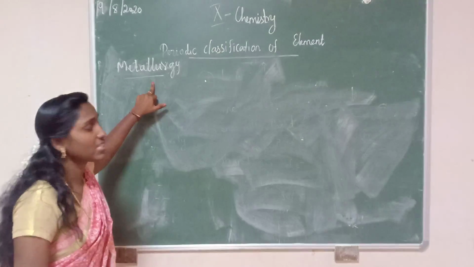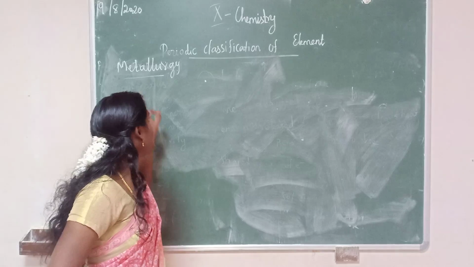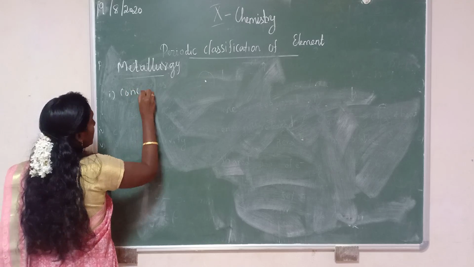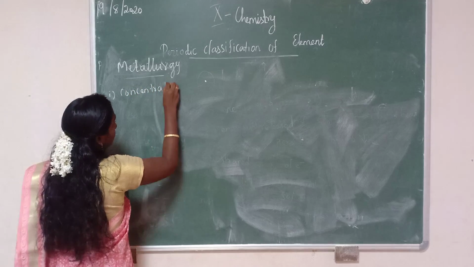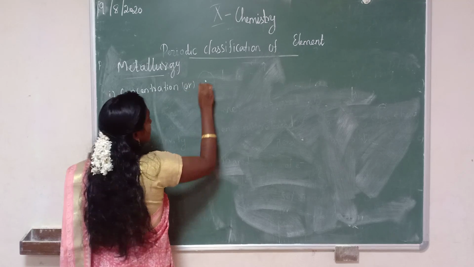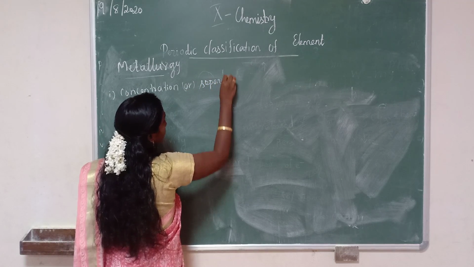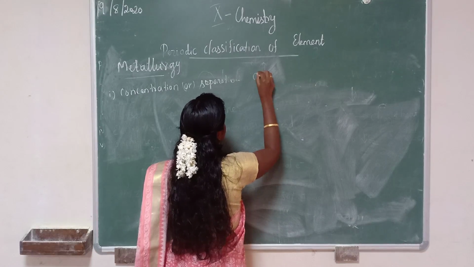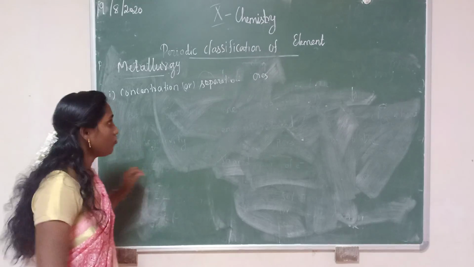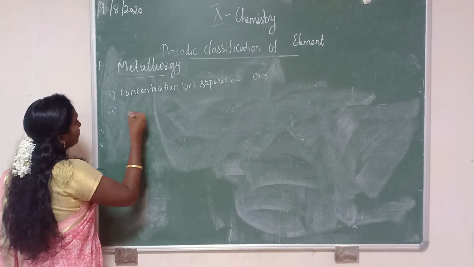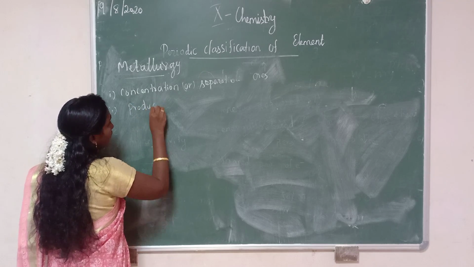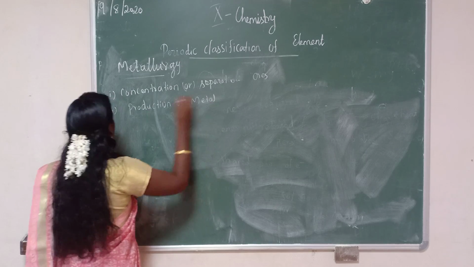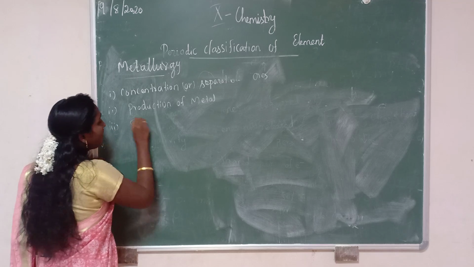This metallurgical process involves 3 steps. What are the steps? The first one is concentration or separation of ores. The second step is production of metal. The third step is refining the metal.